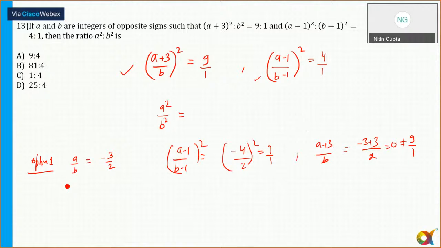Similarly, if I'm moving towards option 2, 81 by 4, so I can say it has to be equal to minus 9 by 2. It will not satisfy. However, if you take option D, which says 25 by 4, so I'll say A by B is equal to 2.